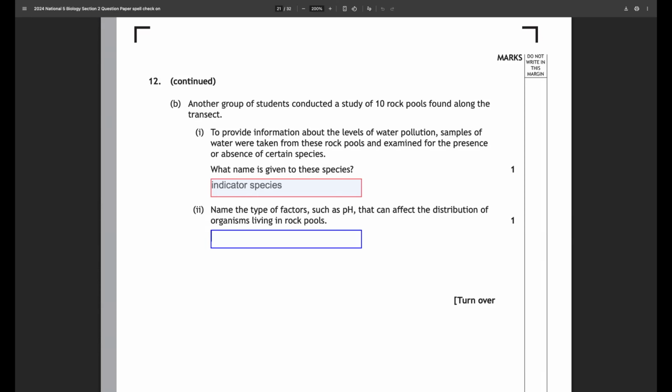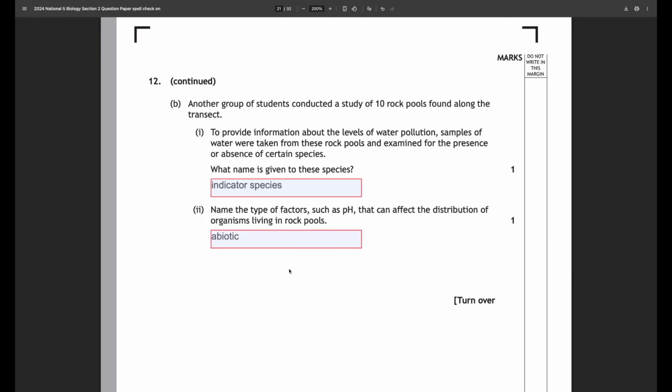Part 2, name the type of factors such as pH that can affect the distribution of organisms living in rock pools. There are 2 types of factors we have to consider. There are biotic factors, that's the living factors, and there's the abiotic factors, that's the non-living ones. Now, pH is not alive, therefore it's an abiotic factor.